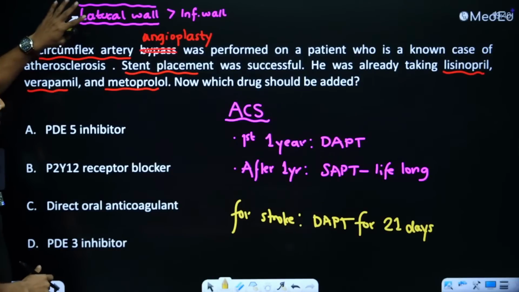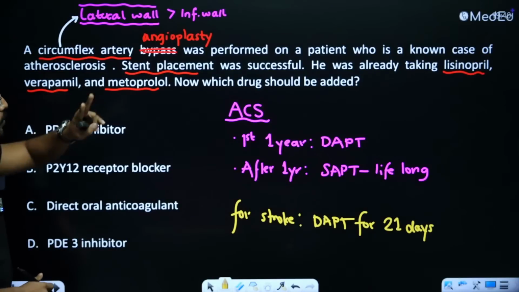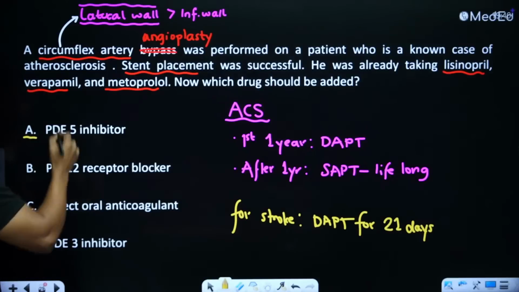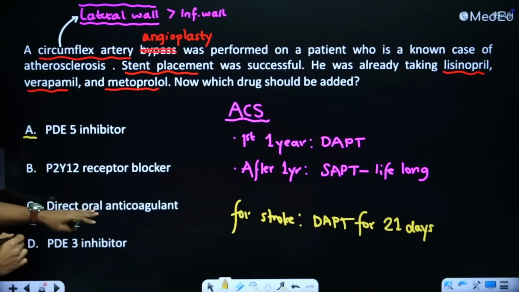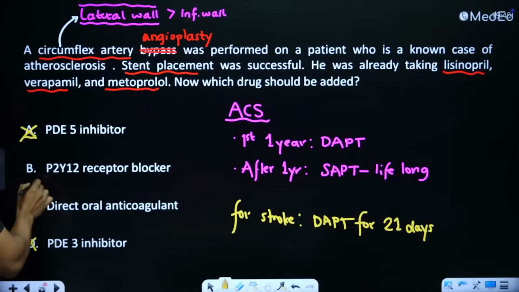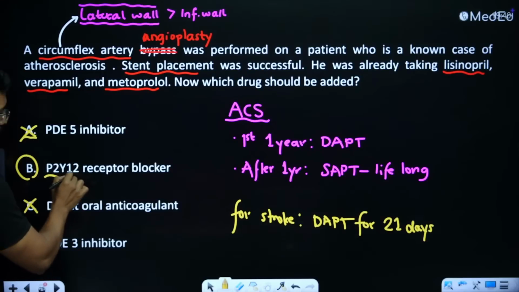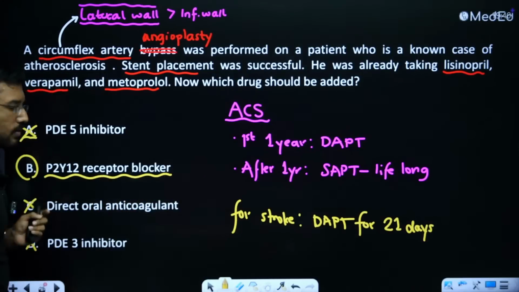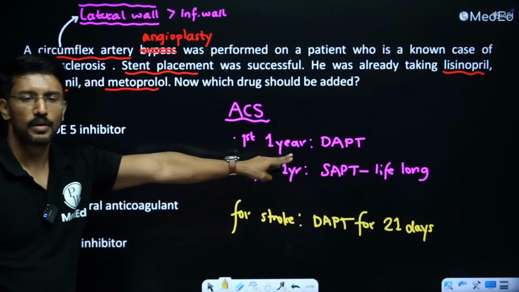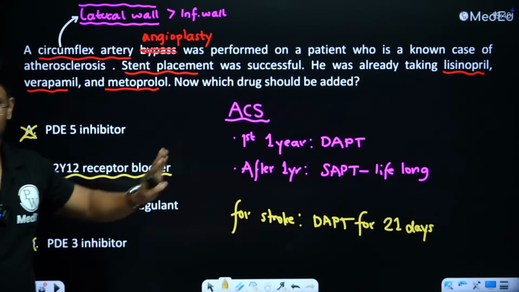So now we are dealing with an acute coronary syndrome. I need to give 2 antiplatelet agents for 1 year. Is there any role of phosphodiesterase 3 inhibitor or direct acting oral anticoagulants? Of course no. So we can comfortably rule these options out. So what should be my answer? A P2Y12 receptor blocker. We will be giving it along with aspirin, right? That is how we get dual antiplatelet agents.